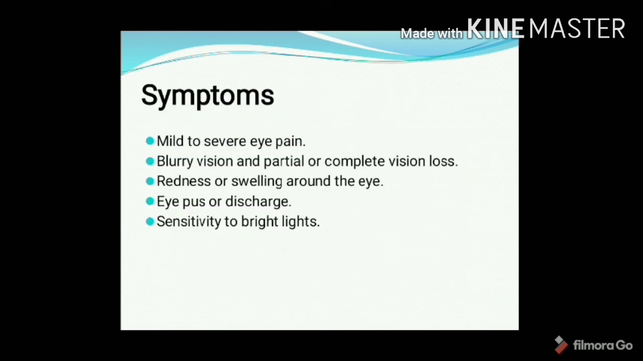So, here's the symptoms of having endophthalmitis. Mild to severe eye pain, blurry vision, and partial or complete vision loss. So, may mga times talaga na blurry na yung paningin mo. May times din naman na yung paningin mo bigla ka na lang nabulag, ganon. Redness or swelling around the eye.